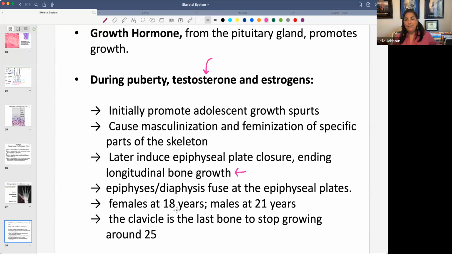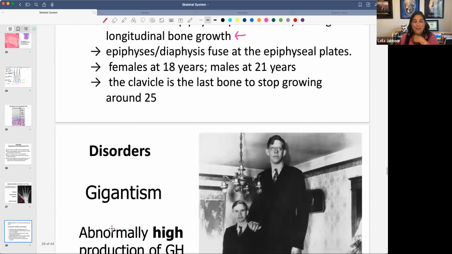So the epiphysis and diaphysis end up basically being continuous, with the epiphyseal plate disappearing around age 18 for girls and 21 years for boys. So there's still growth in boys up to 21. That's why levels of hormones is really important, and too much is not good. The clavicle happens to be one of the last bones that stops growing, at age 25. So that's a little bit late.